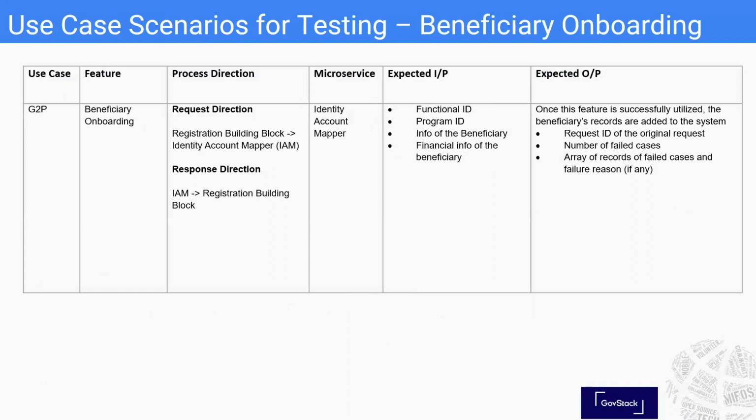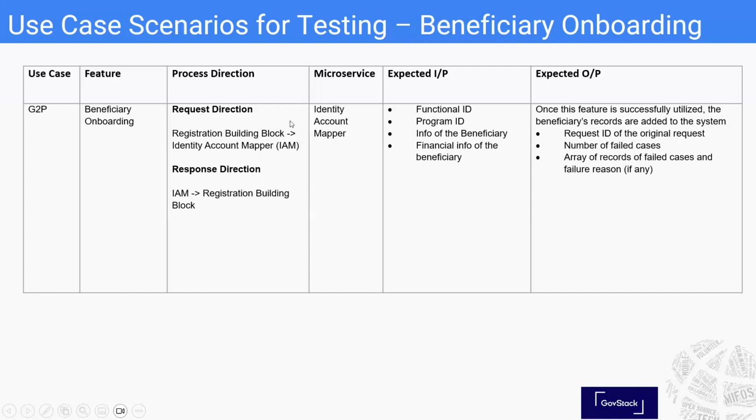The first scenario that we'll be talking about is the beneficiary onboarding scenario. Beneficiary onboarding is a scenario of the use of government to person payment. The direction it takes is that it originates from the registration building block and goes towards the identity account mapper. The identity account mapper then performs the process of validating it, and if it's valid, it sends a positive response. If it's not valid, then that is rejected, and the rejection report is sent back via the APIs. The service in question over here is the identity account mapper.